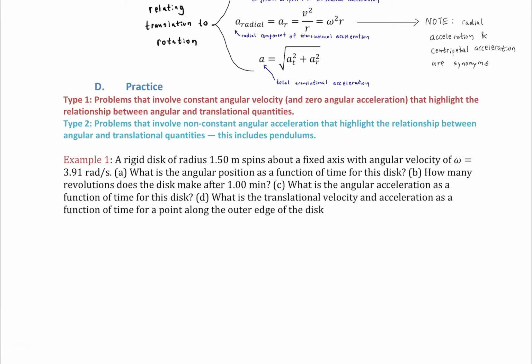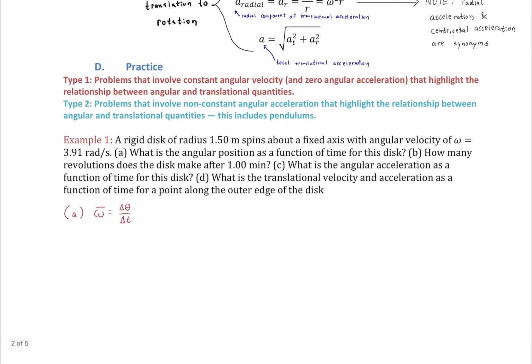All right, so example 1. A rigid disk of radius 1.5 meters spins about a fixed axis with angular velocity omega equals 3.91 radians per second. Okay, this is how we'd specify an angular velocity. What is the angular position as a function of time for the disk? How many revolutions does the disk make after 1 minute? What is the angular acceleration as a function of time for this disk? What is the translational velocity and acceleration as a function of time for a point along the outer edge of the disk?